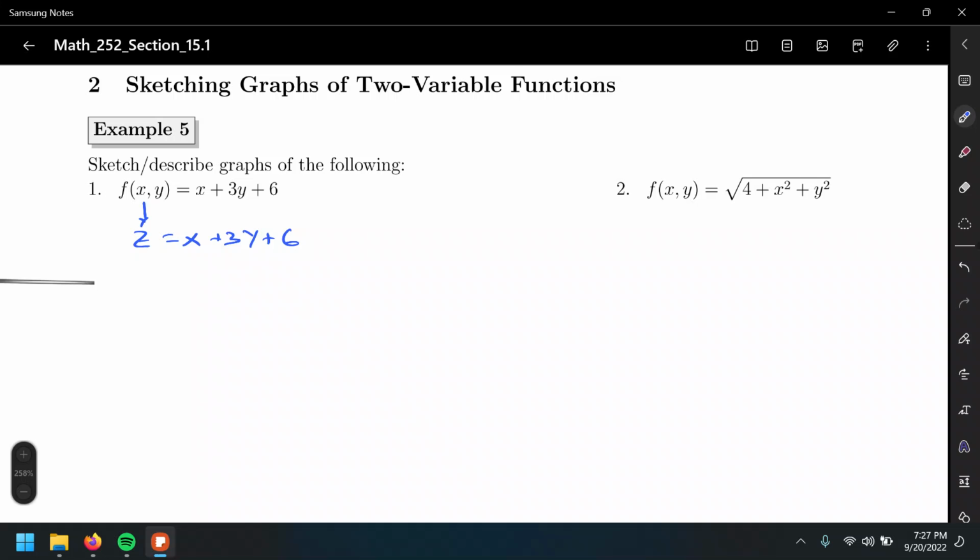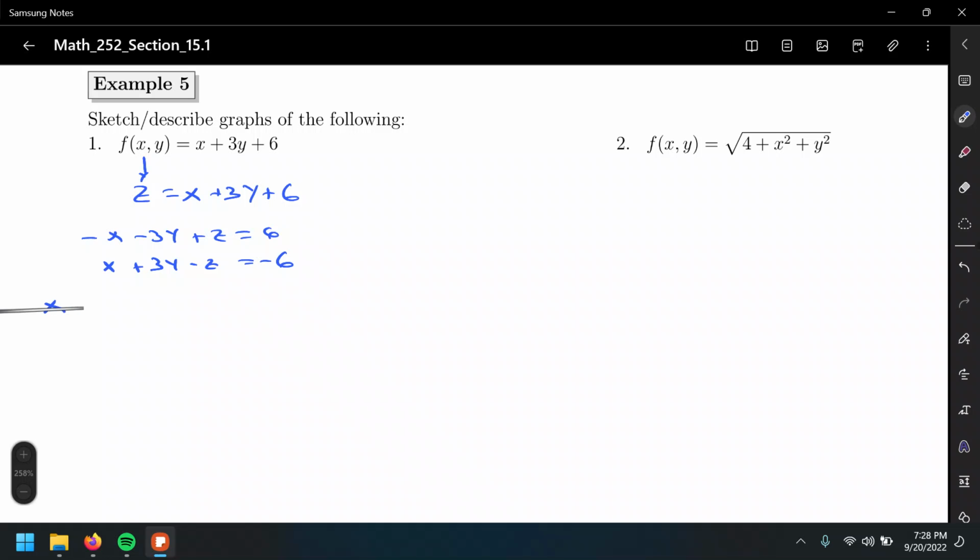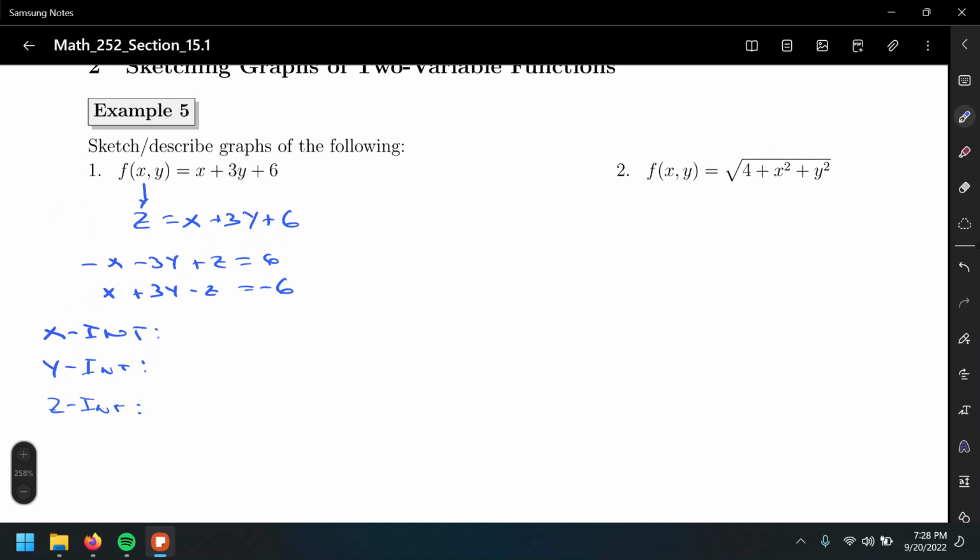Let's have all the variables on the left. So that's negative x minus 3y plus z equals 6. And let's just change the sign to have the first term positive. Of course, we can get the x-intercept, the y-intercept, and the z-intercept. For the x-intercept, let's make the other two variables, y and z, equal to 0. That's going to give us negative 6. For the y-intercept, we make x and z equal to 0. That should give us negative 2. And for the z-intercept, we make x and y equal to 0. That's going to give us z equals 6.